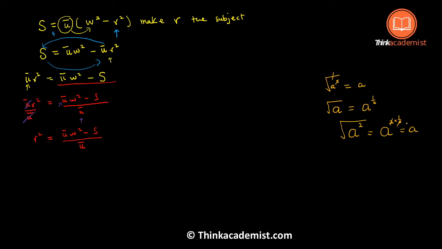And then if you have a square, that is 2. 2 times 1 over 2 will give us 1. And anything raised to the power 1 is that same thing. So that's how come we introduce a square root. Okay? So we are going to introduce a square root for both sides of what? The equation. So introducing a square root.